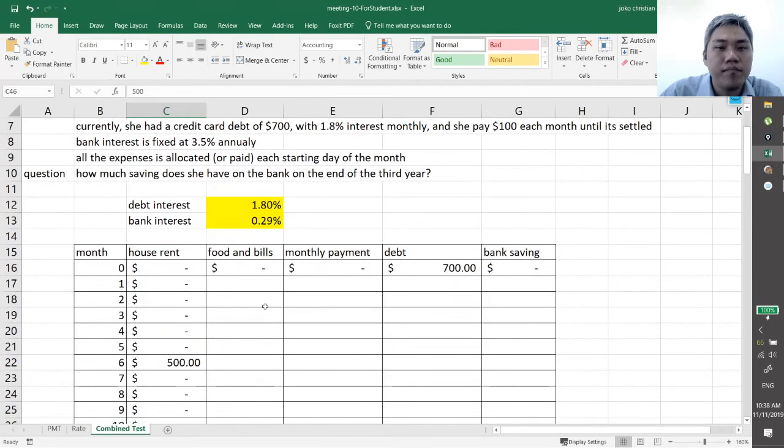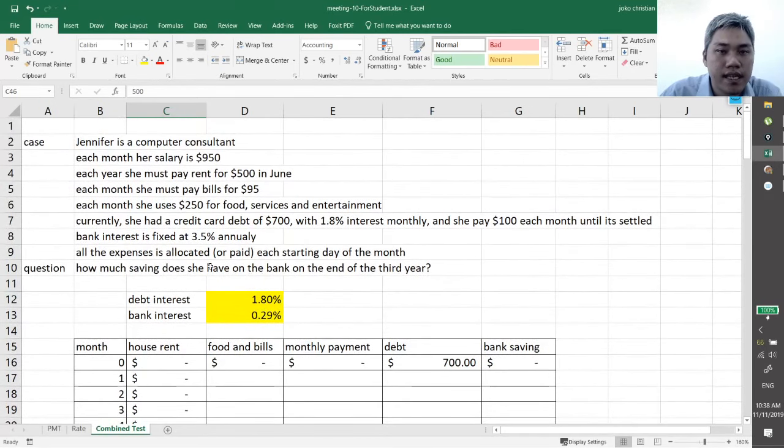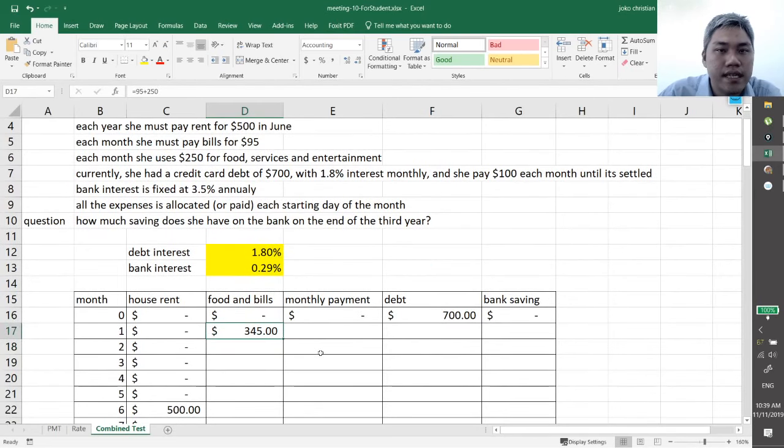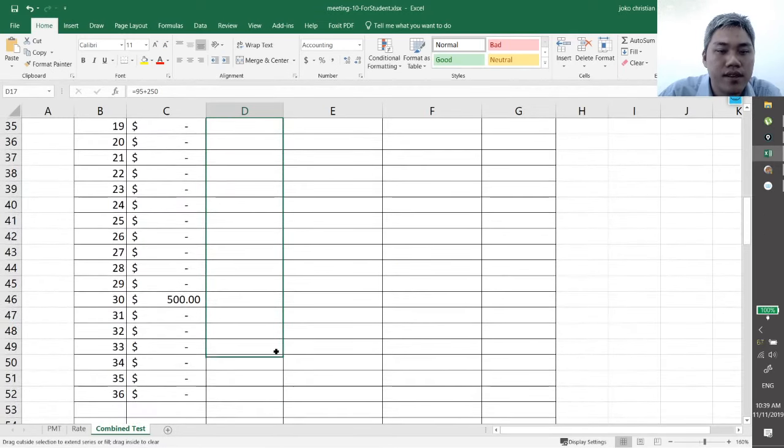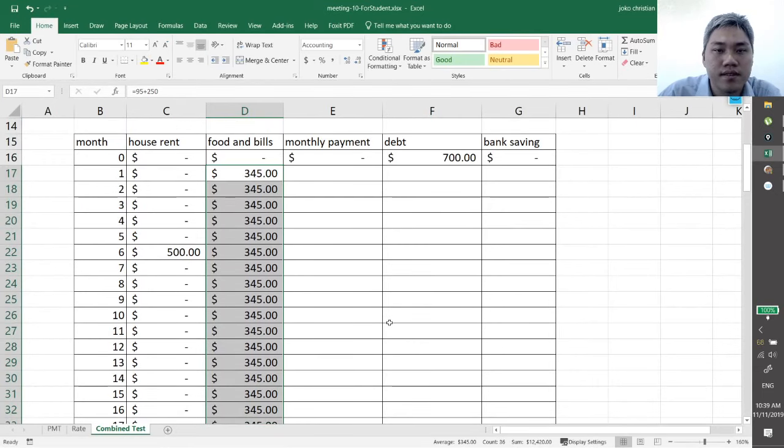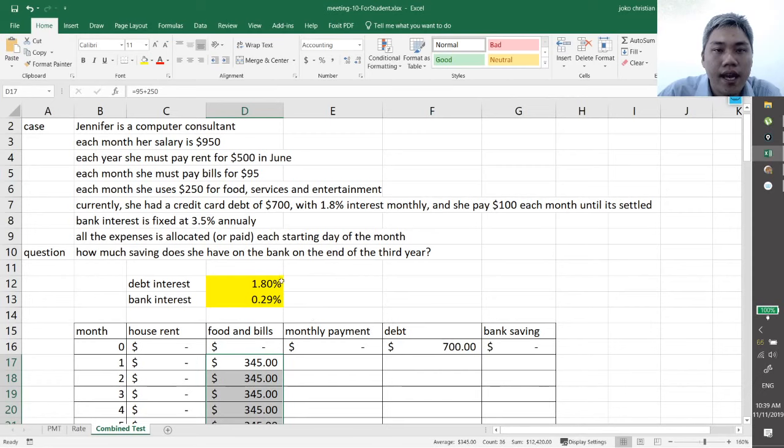Food and bills. For each month, she must pay bills for $95 and $250 for food services and entertainment. We just put it here, then equals 95 plus $250. So it's about $345 for the food and bills. This is static, so I'll just copy it until the 36th month, $345.